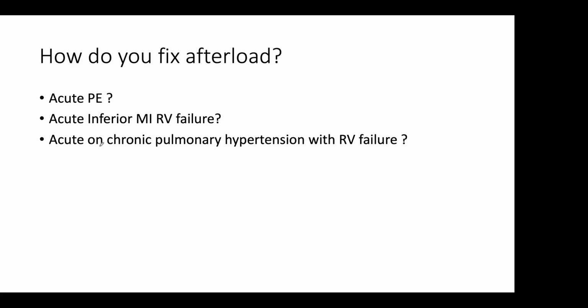And then lastly, what about the case of acute on chronic pulmonary hypertension with RV failure? How do we want to fix the afterload right here? The basic tenet is to make sure that you fix the hypoxia, hypercarbia, and acidosis, which is very important because any of those factors can certainly increase your PA systolic pressure and worsen your pulmonary hypertension.